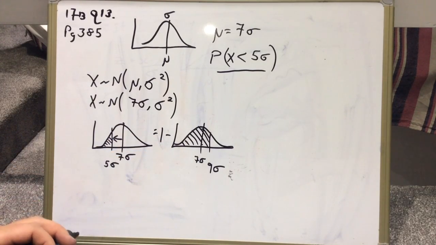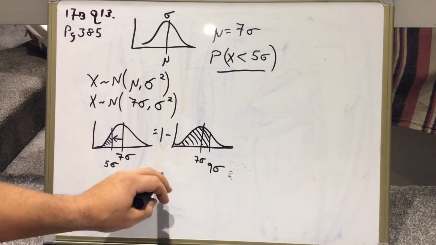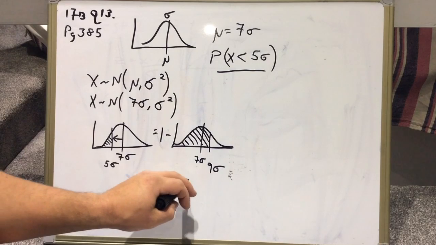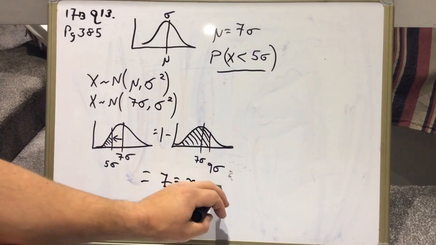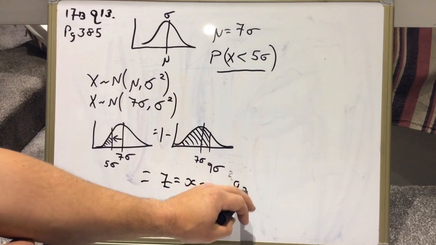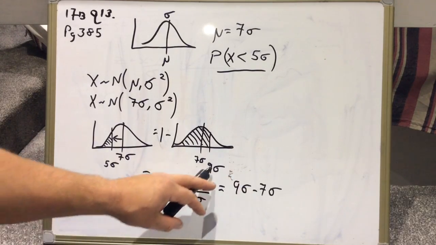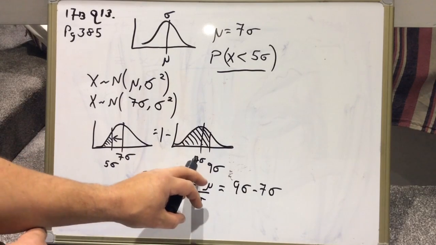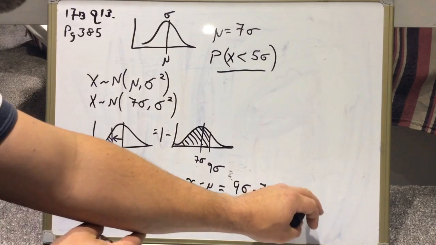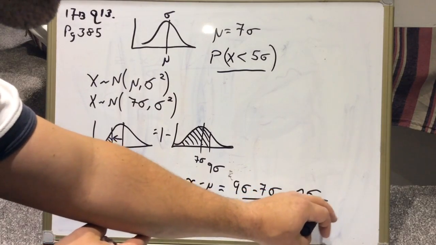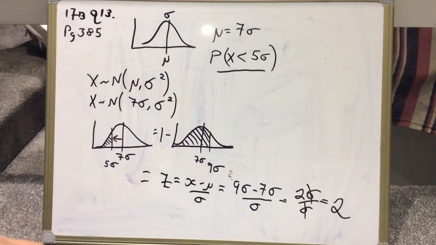And then we can just go ahead and plug in our z values. So we start off with z is equal to x minus mu on sigma. We know that that's now equal to 9 standard deviations take 7 standard deviations, from our x value, which is 9, our mean average, which is 7, all divided by sigma, giving 2 standard deviations on sigma, and cancelling through just leaves a z value of 2.